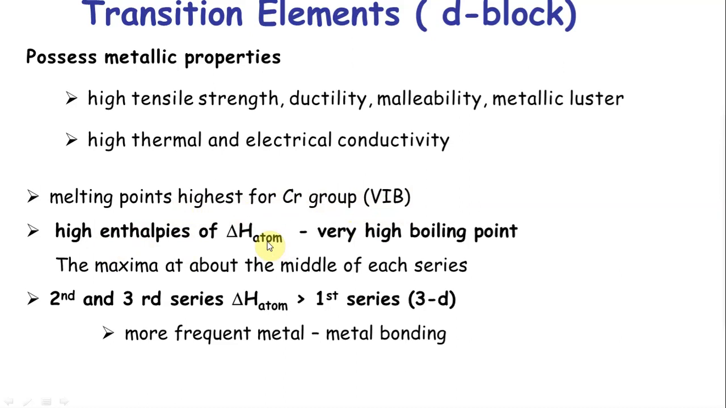Enthalpy of atomization is the amount of energy you put in to make a solid go into gaseous atoms. They have very high enthalpy of atomization because they have very high bonding. So solid going to liquid, liquid going to gas, means it's going to be a very high boiling point as well. And the maxima is at about the middle, just like chromium, because of a lot of single electrons. In the second and third series, delta H atomization is much higher than the first series. 4d and 5d are more metallic than 3d, so they will have a higher delta H atomization.